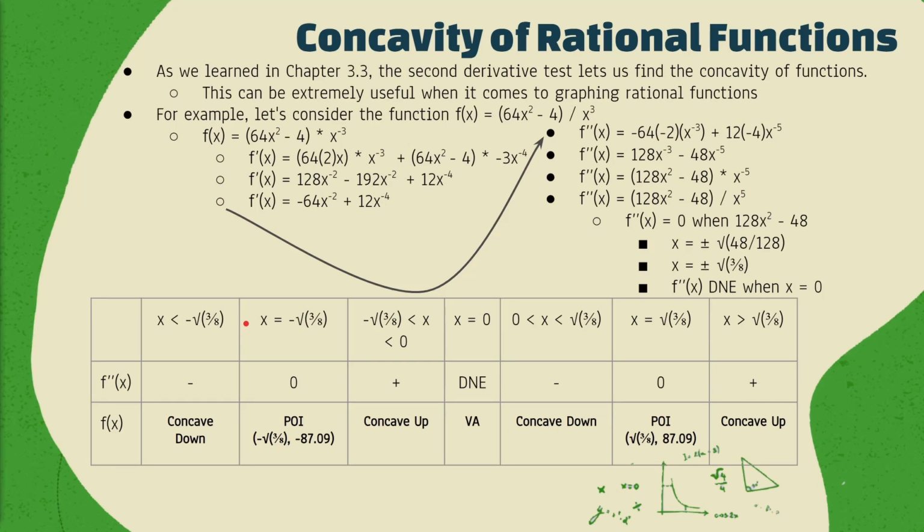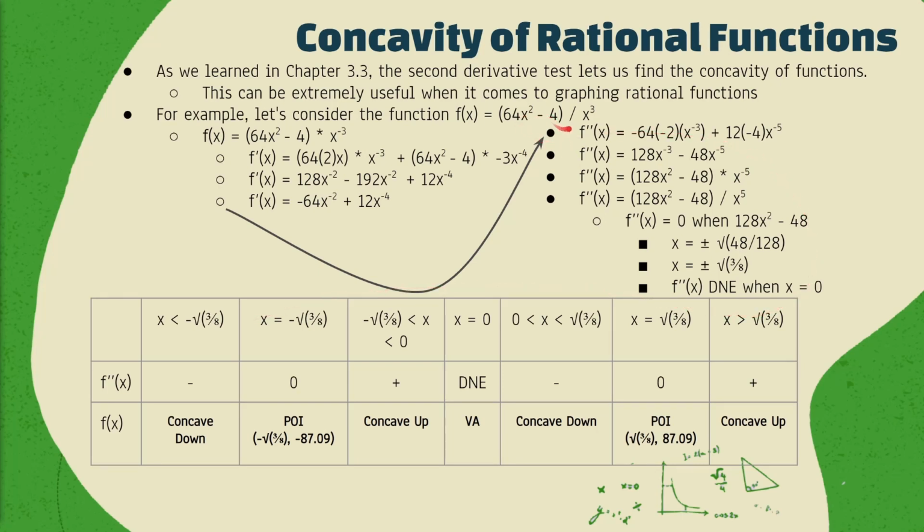So now let's move on to concavity of rational functions. As we learned in chapter 3.3, the second derivative test lets us find out the concavity of functions. Rational functions are no different, so we can use the second derivative test to find their concavity as well. Here I have a pretty difficult example so that we know exactly what's going on when we're dealing with simpler examples. And that function is this here.